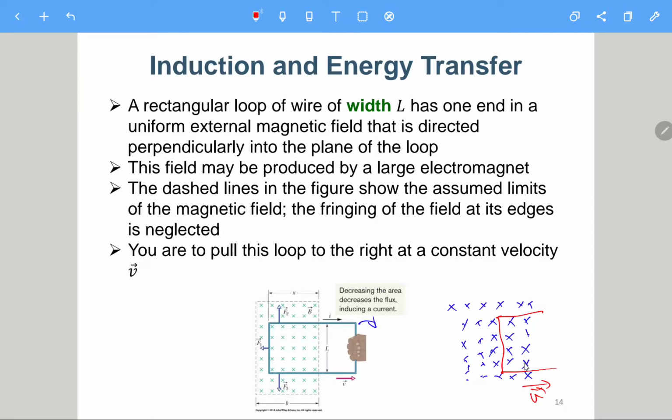So there will be less flux, because you consider the flux to be B dot dA. For this case, B doesn't change, but the area A is decreasing. For this case, we consider this A, and the A is of course decreasing. So actually, phi B is also decreasing.